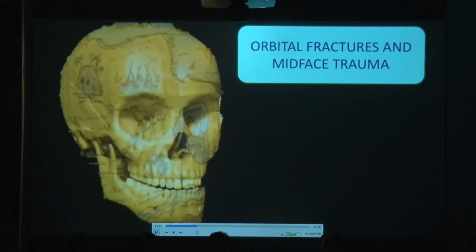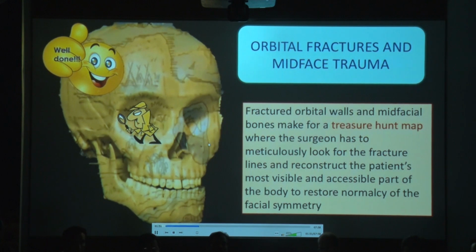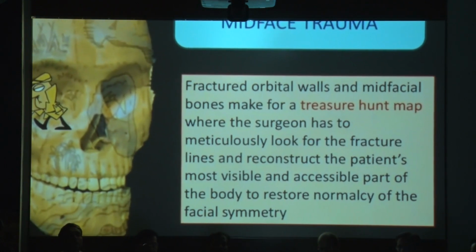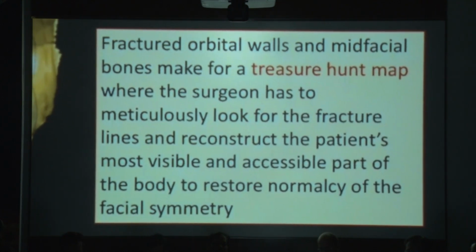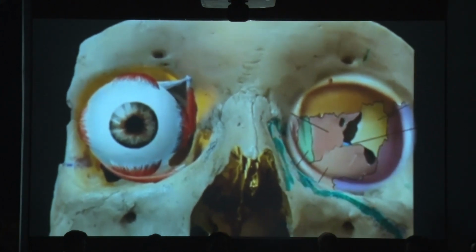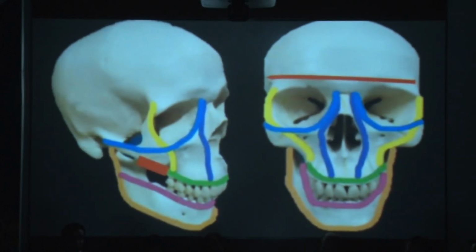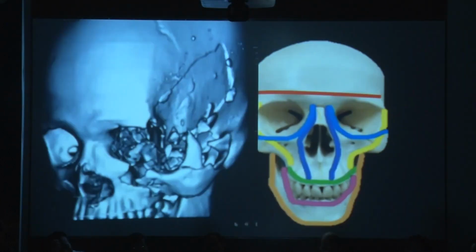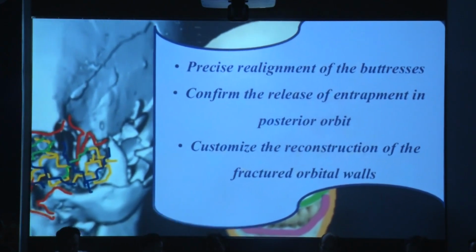One of the crucial applications of navigation guidance lies in the management of orbital fractures and midface polytrauma. Fractured orbital walls make for a treasure map where the surgeon has to meticulously look for the fracture lines and ensure that the reconstruction restores the normalcy of the patient's facial symmetry. The orbit plays a pivotal role in forming the vertical and horizontal buttresses of the face, which are the pillars to the foundation of the facial anatomy. Fractures in the orbital walls demand a scrupulous approach to achieve proper realignment of buttresses with customized orbital reconstruction.